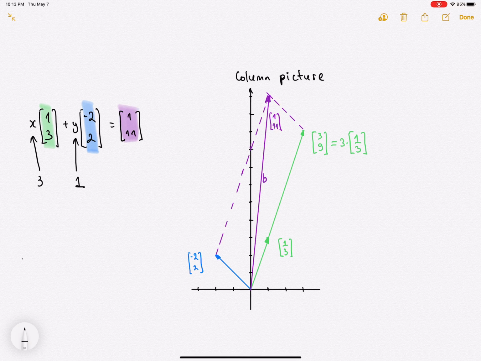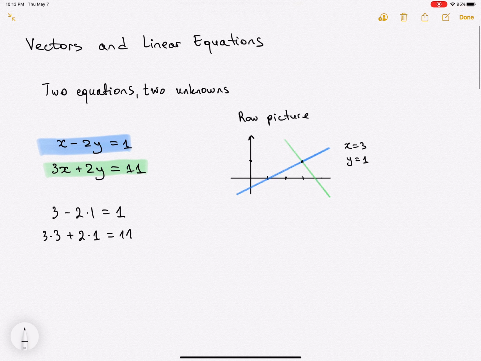Now, most of you will have seen this first picture. This is something that we typically see in calculus or pre-calculus. You have two lines, you plot them, you find the point of intersection. You can do that geometrically, you can do that algebraically, many different ways.